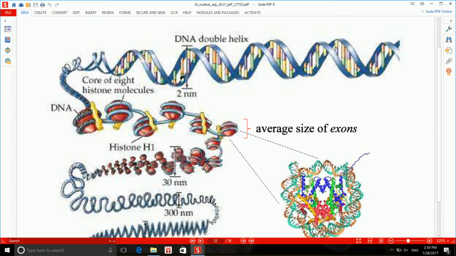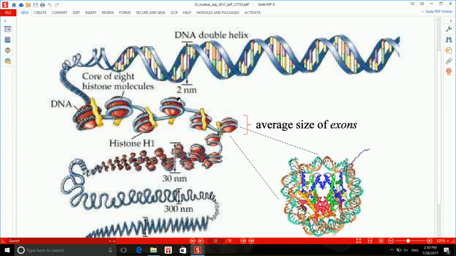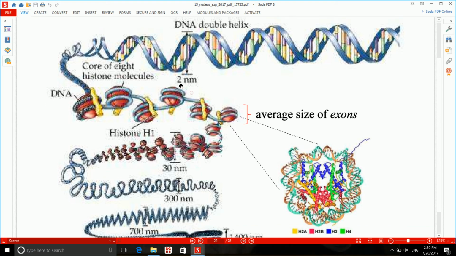Well, the first level is DNA itself, and its diameter is 2 nanometers. These diameters are important. These are one of the few exceptions in cell biology where numbers are important. The DNA double helix itself is 2 nanometers. Then we'll have histone proteins forming these octamers, this 8 subunit structure around which DNA will be wound.